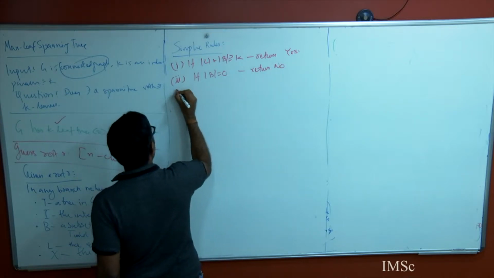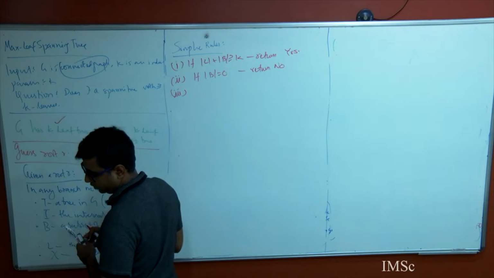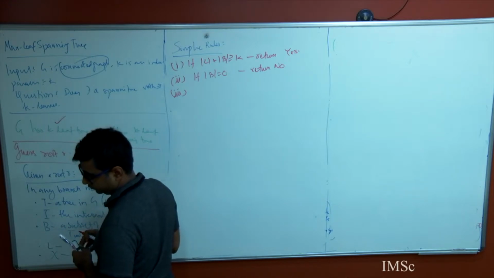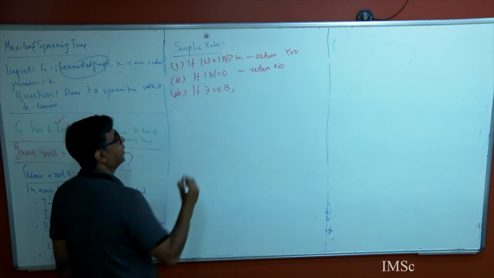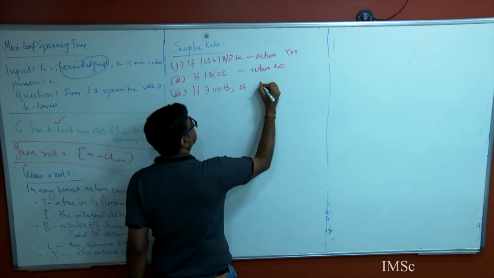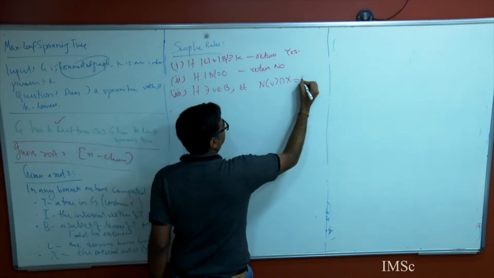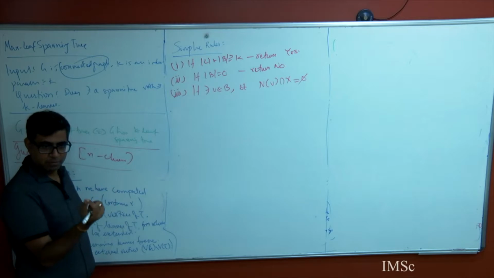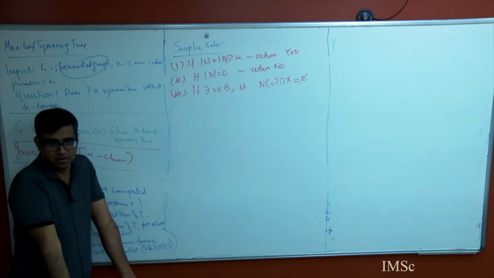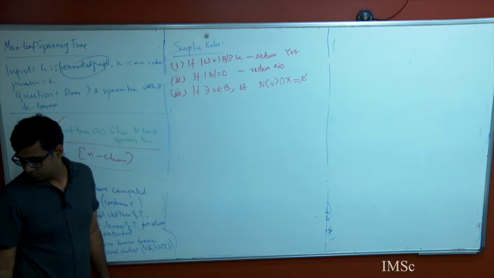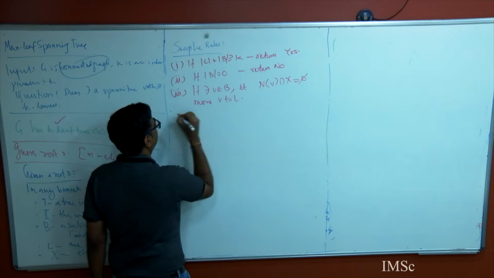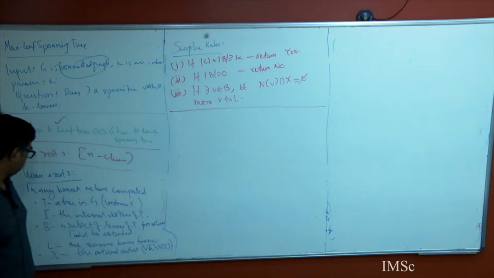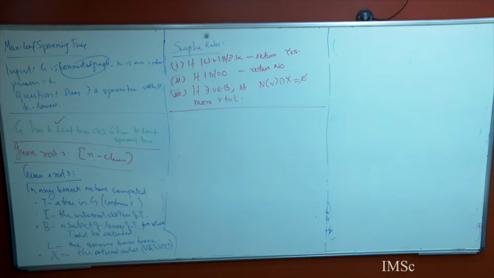And third, if there exists V in B such that N(V) intersection X is empty, that is, if I have a B which could be extended but it has no extender, then what should you do? Move V to L. So these are my simple rules.